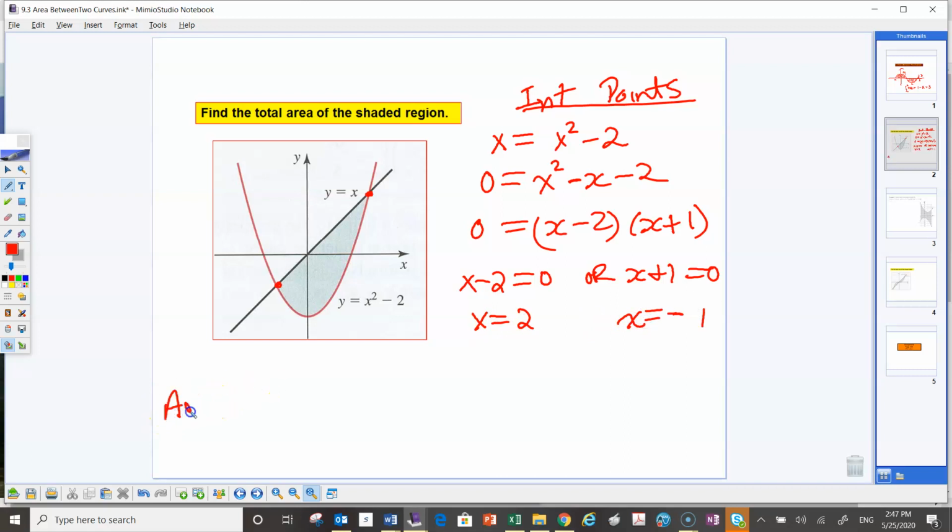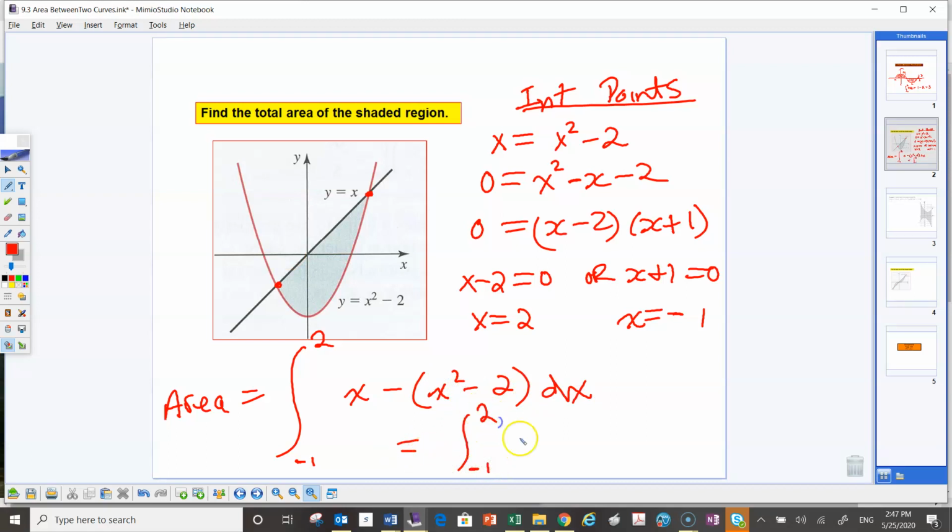So therefore, to find the area, I'm going to put my lower limit negative 1 on the bottom, my upper limit positive 2 on top. Now, when you look at the shaded region, there is a curve that's on top of the shaded region, and that is the line of the function y equals x. The parabola is the bottom of the shaded region, so to find the net area, we take the top curve, which in this case is the function x, and we subtract the bottom curve, which is x squared minus 2. So therefore, it would be the definite integral from negative 1 to 2. If I distribute, I get x minus x squared plus 2 dx.